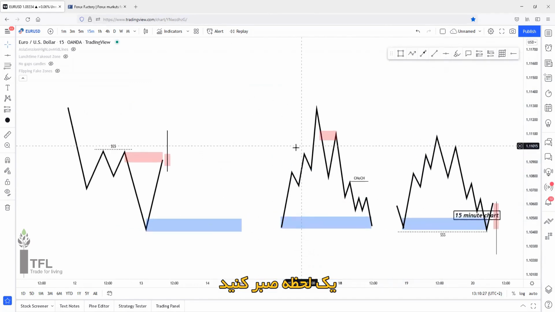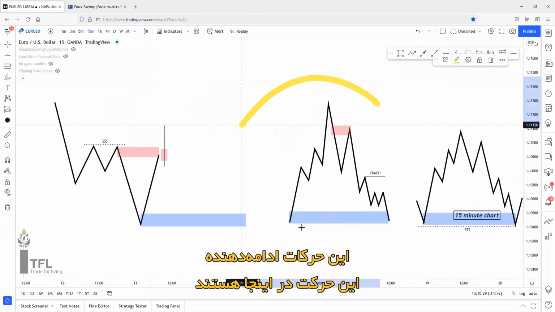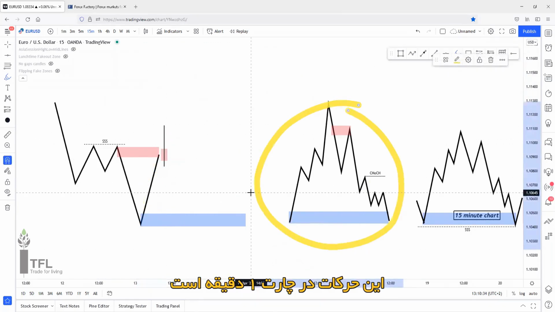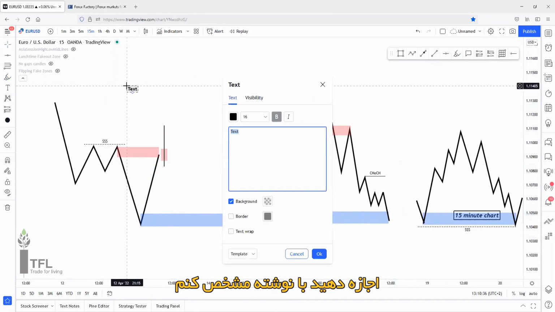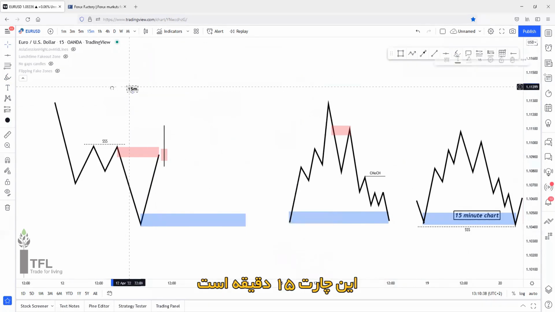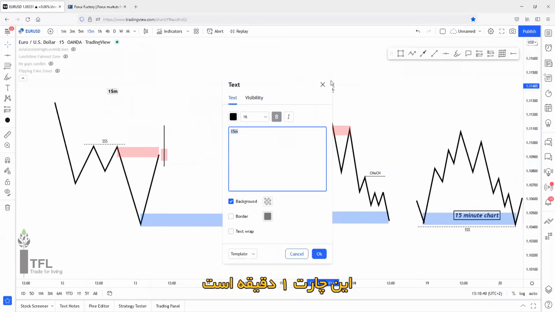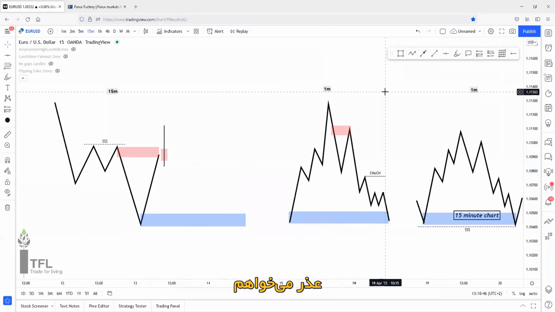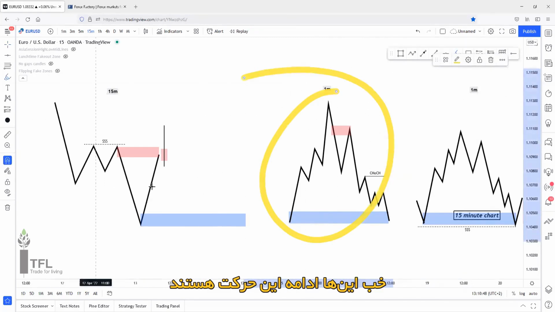So these movements are the continuations of this movement right here, and these movements are on the 1 minute chart. Let me just clarify this with text. This is the 15-minute chart right here. This is a 1 minute chart, and this is a 1 minute chart also. Okay, sorry. So these are the continuations of this movement.